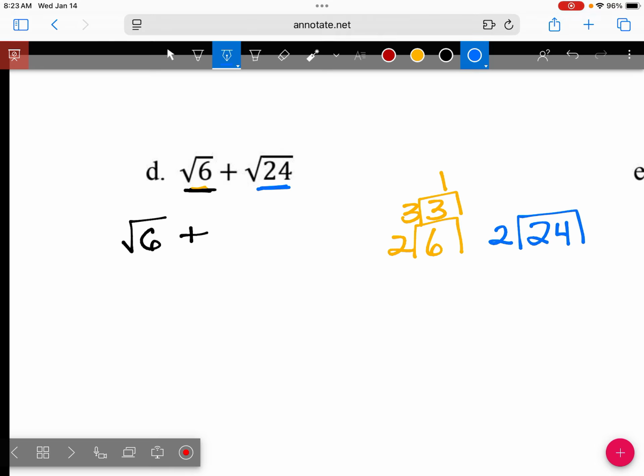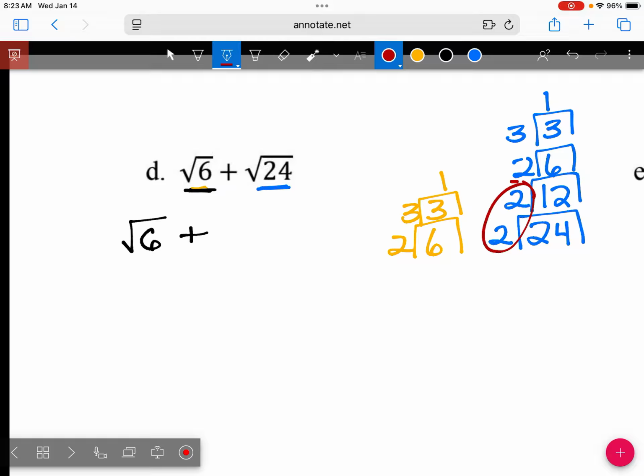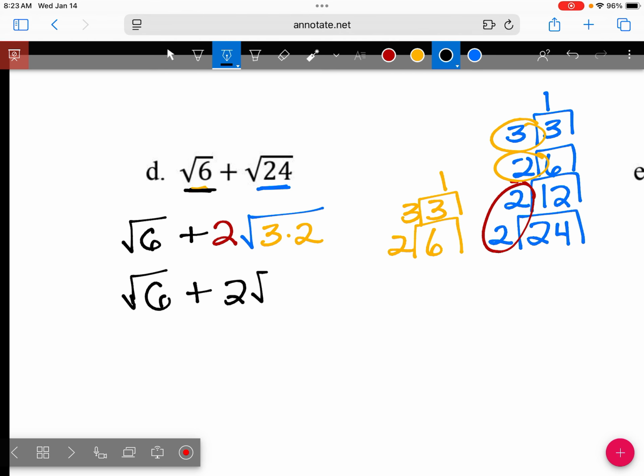So we got a 2, another 2, another 2. Okay, so we have a pair of 2s that can come out. Now underneath, I have 2 numbers. I have a 3 and a 2, and they're not pairs. So we would multiply those together. So if you don't have a pair, whatever we have just comes out and we multiply it. And when we do that, we end up with square root of 6 plus 2 square root of 6.